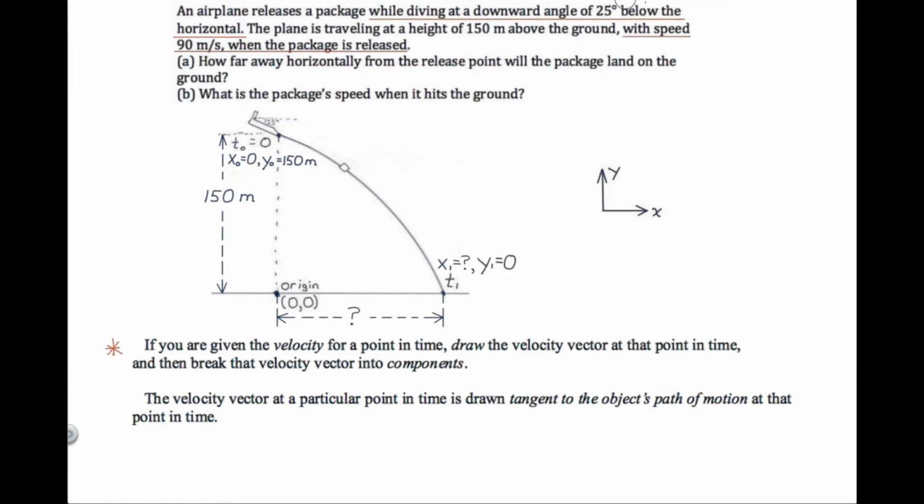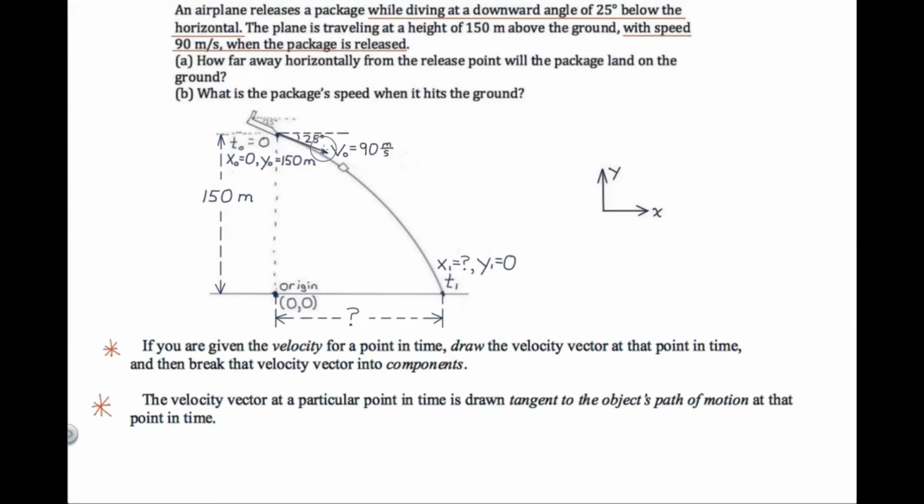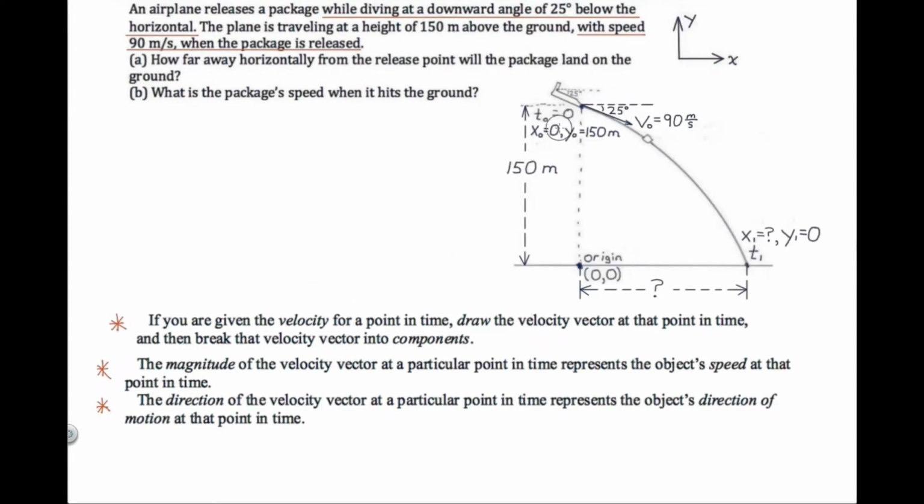The problem tells us about the velocity at time 0. So let's draw the velocity vector at time 0. The velocity vector at time 0 is drawn tangent to the object's path at time 0. The problem tells us that when the package is released at time 0, the plane is moving with a speed of 90 meters per second at an angle of 25 degrees below the horizontal.